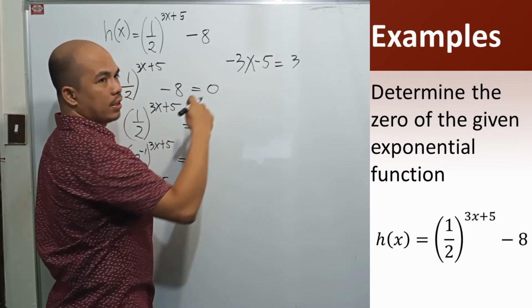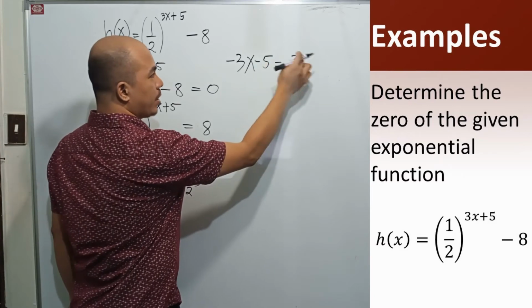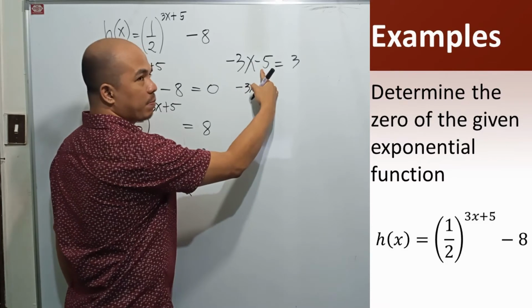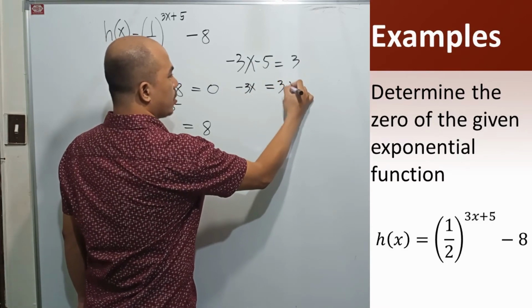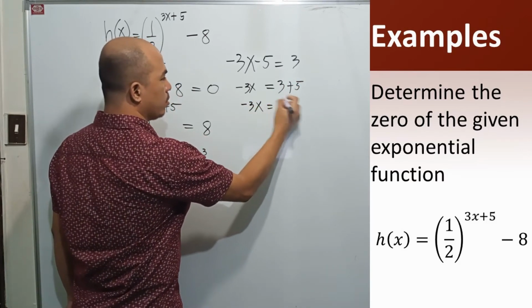Yung negative 5 ay i-remove natin by adding positive 5 here, then positive 5 there. So, negative 3x, negative 5 plus 5, that is 0. Kaya negative 3x na lang. And then 3 plus 5. Okay, so we have negative 3x is equal to 8.